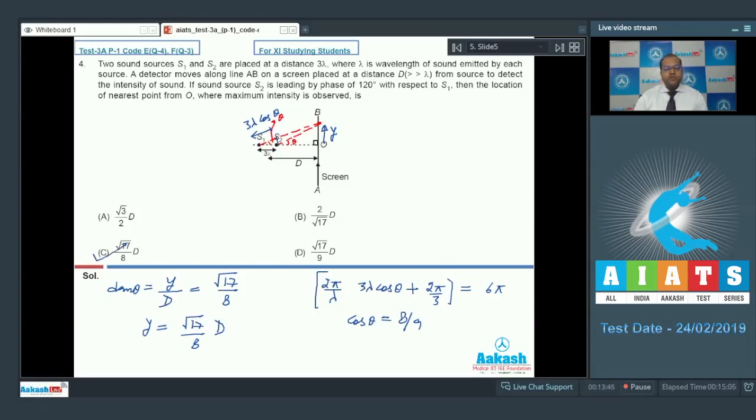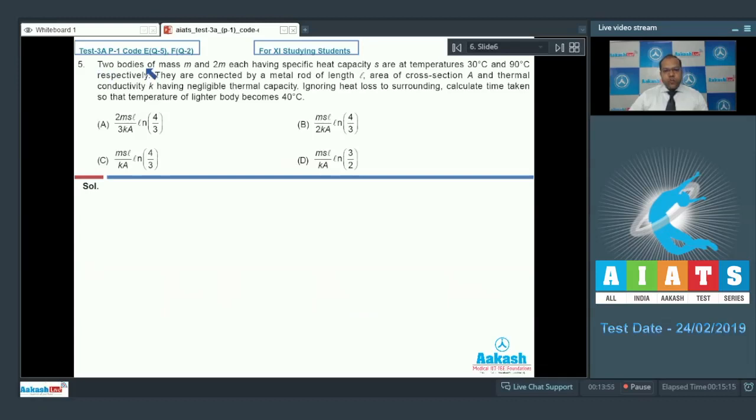Let's move to question number 5. In question number 5, two bodies of mass m and 2m, each having specific heat capacity S, are at temperatures 30 degrees Celsius and 90 degrees Celsius respectively. They are connected by a metal rod of length L, area of cross section A, and thermal conductivity K, having negligible thermal capacity. Ignoring heat loss to the surroundings, calculate the time taken so that the temperature of the lighter body becomes 40 degrees Celsius. So if I analyze the situation, suppose there is a body whose mass is m and there is another body whose mass is 2m.